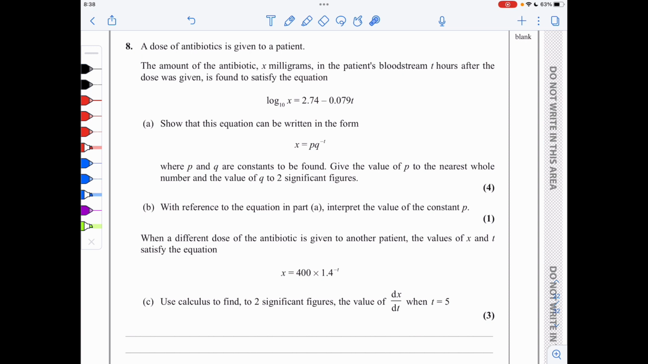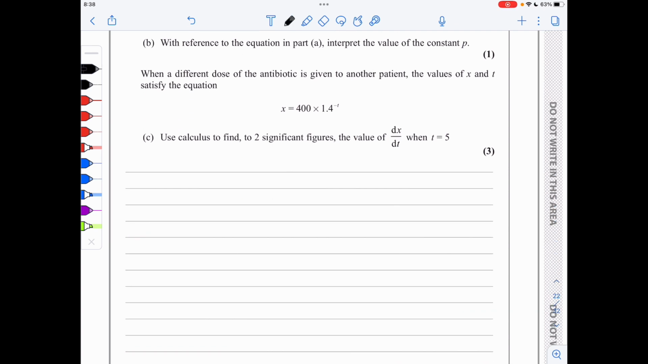Question 8, we are told that the amount of antibiotic x milligrams in the patient's bloodstream t hours after the dose was given is found to satisfy this equation. And we need to show that this can be written in this form where P and Q are constants to be found. So I will start by saying that if we have x to be P, Q to the minus t, I could take logs of both sides.